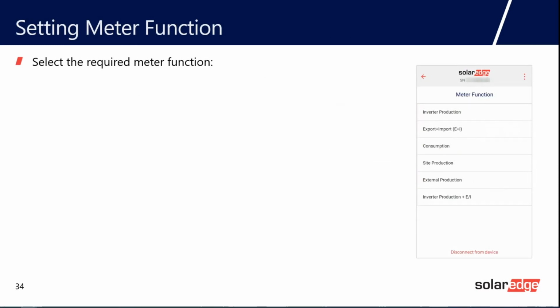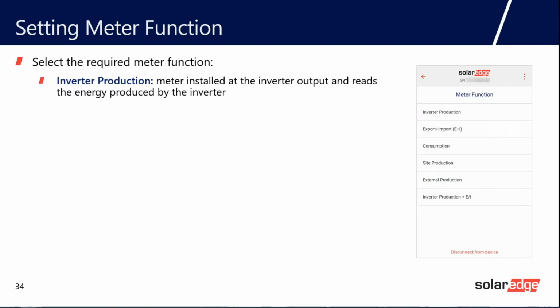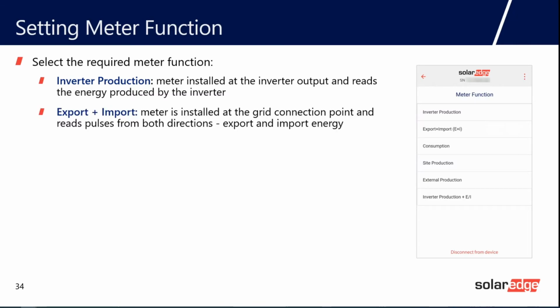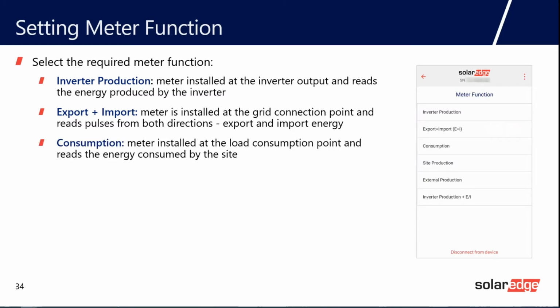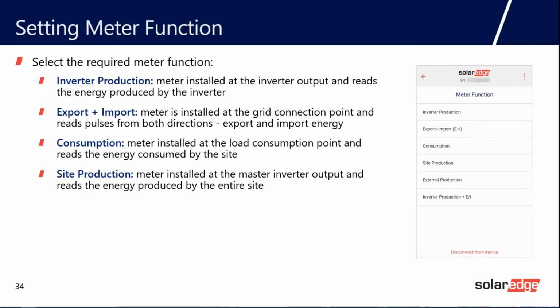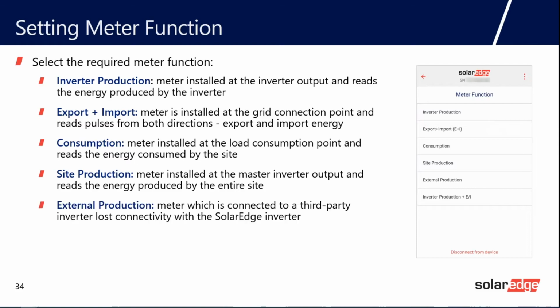Select Production, for meters installed at the inverter output, which read the energy produced by the inverter. Select Export and Import, for meters installed at the grid connection point, for reading bidirectional flow of electricity. Select Consumption, for meters installed at the load consumption point, which read the energy consumed by the site. Select Site Production, for meters installed at the master inverter output, which read the energy produced by the entire site. Select External Production, for meters which are connected to a third-party inverter.